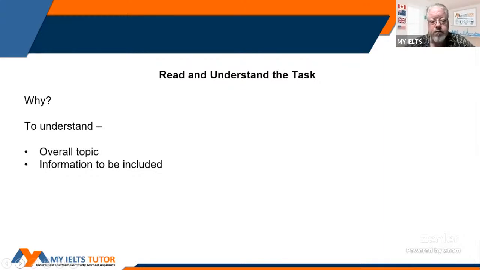But again, information to be included, and I have examples for each particular task of what type of information you want to include for the writing. Then reading and understanding the task gives you an idea of how to write it, how to go about it, okay?